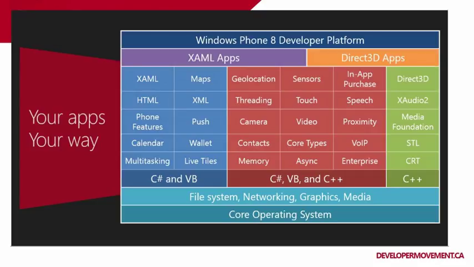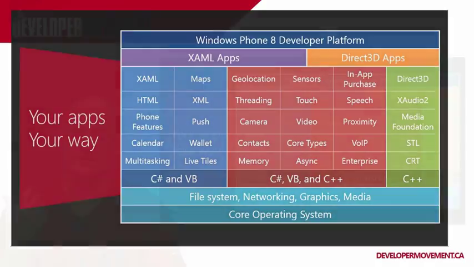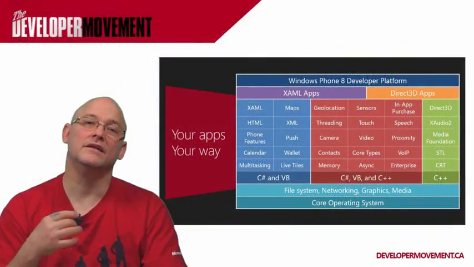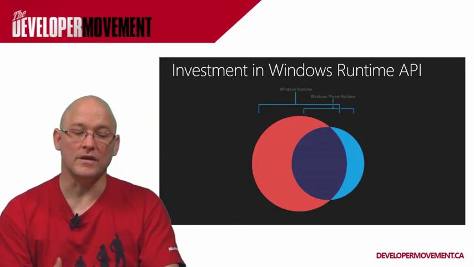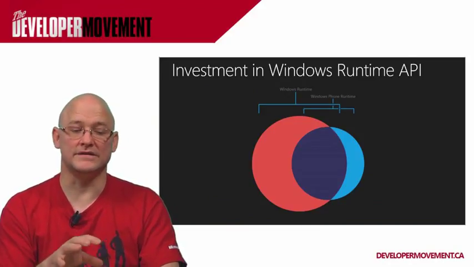And that basically gives you access to things like geolocation, the threading, the sensors, touch, all of those things, in-app purchases, speech, some really great APIs that give you some really fantastic features. Then on the Direct3D side, we have access through the C++ libraries to things like Direct3D, Xaudio, and a bunch of other things.